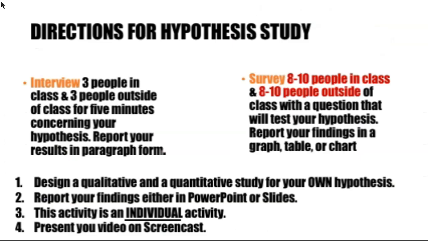Okay, so for your assignment, here are your directions. You're going to be interviewing 3 people in class and 3 people out of class for your qualitative research. All right, this is the more open-ended questions, the narrative format. And then you're going to be surveying 8 to 10 people outside of class and 8 to 10 people inside of class. So we've got about 10 people in class, so all 10 of you should work together, you know. Hey, I'll interview you if you interview me, and so on. All right. So that way you're both helping each other out.